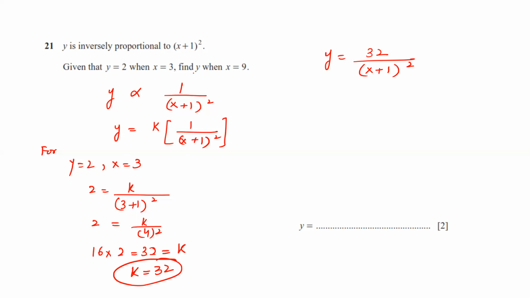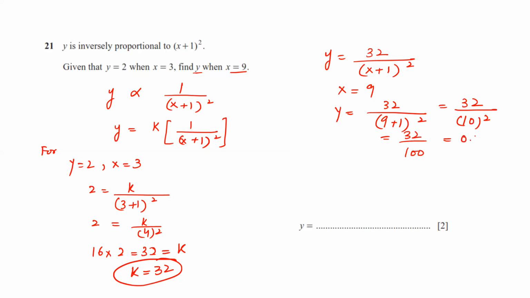Now my equation becomes y is equal to 32 over (x plus 1) whole square. Now it says find y when x is equal to 9. So my x value is 9. Find out y: 32 divided by (9 plus 1) whole square. So this is 32 divided by 10 whole square. This is 32 over 100, which is equal to 0.32. So my y value is 0.32 or 32 by 100. Okay, so this is how you go about this question.